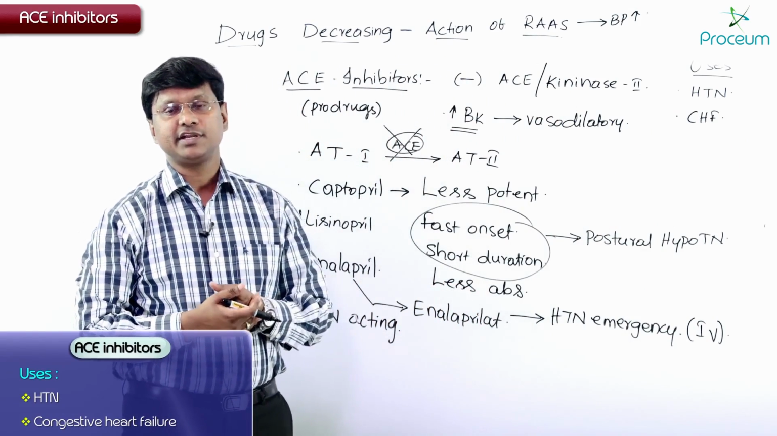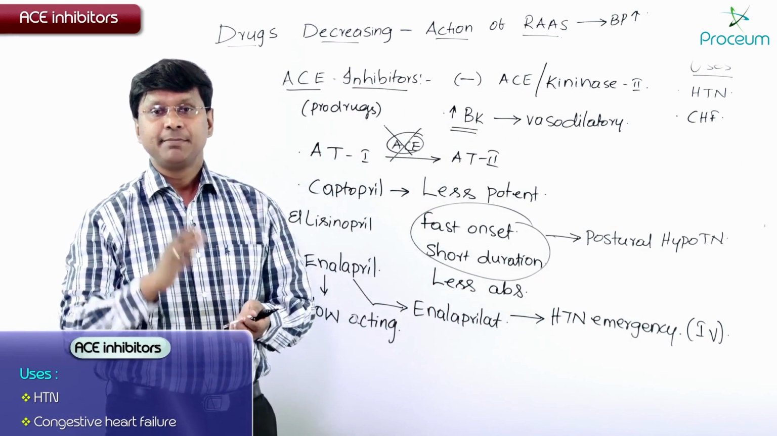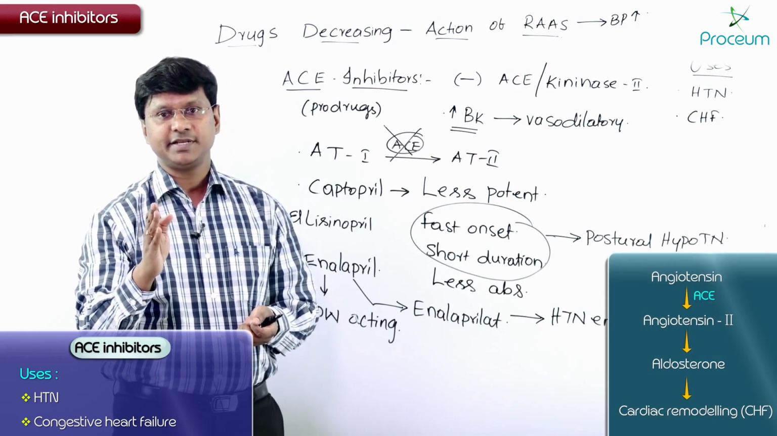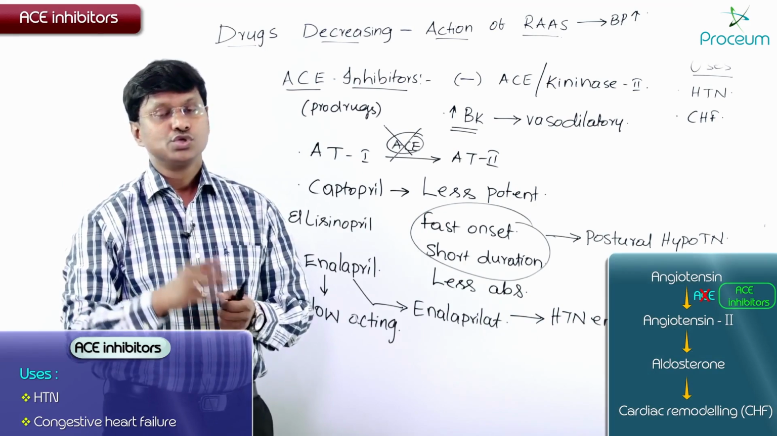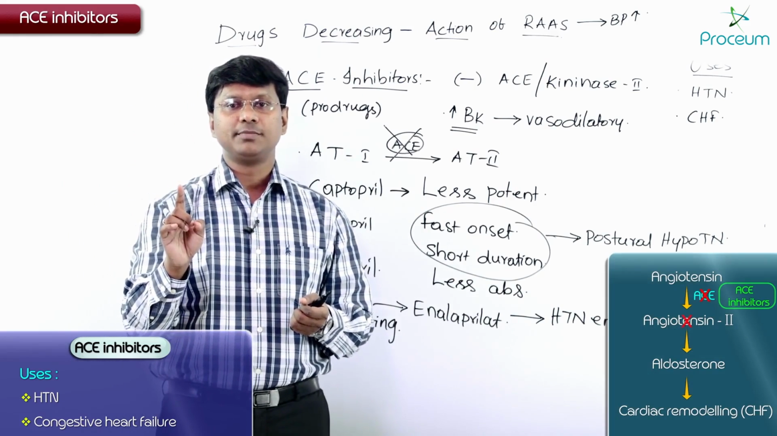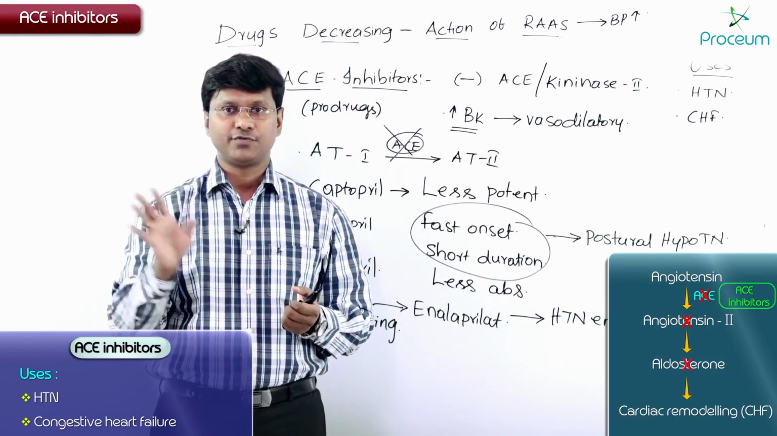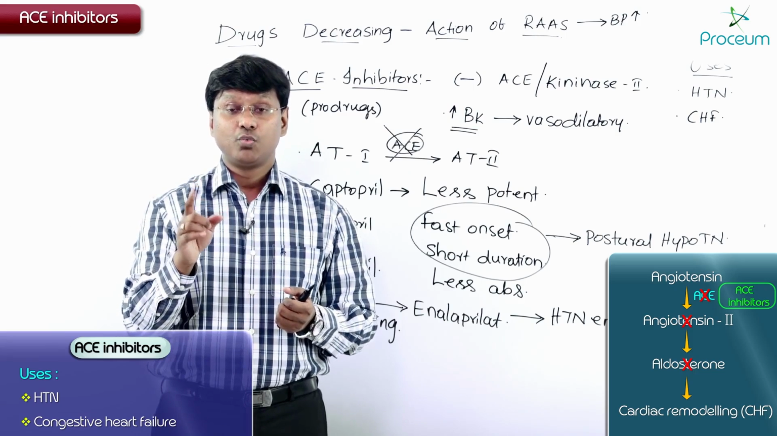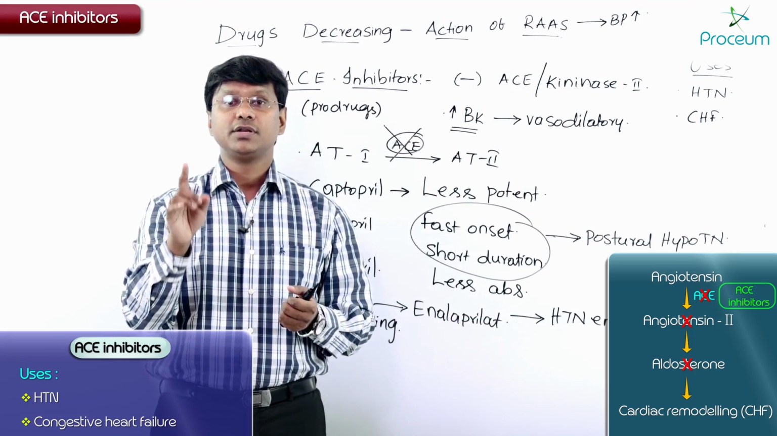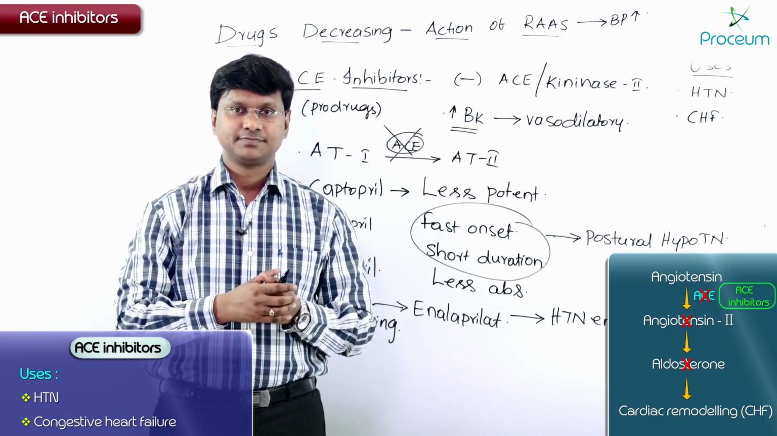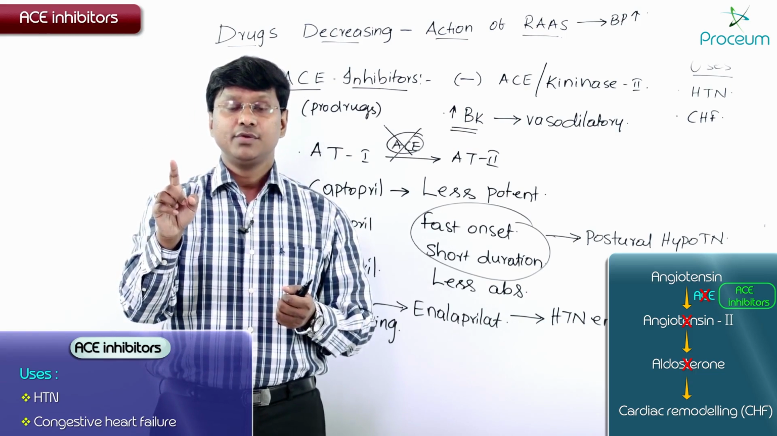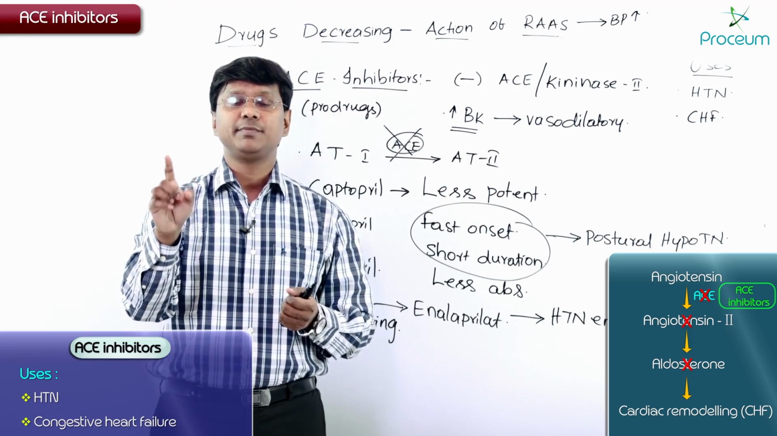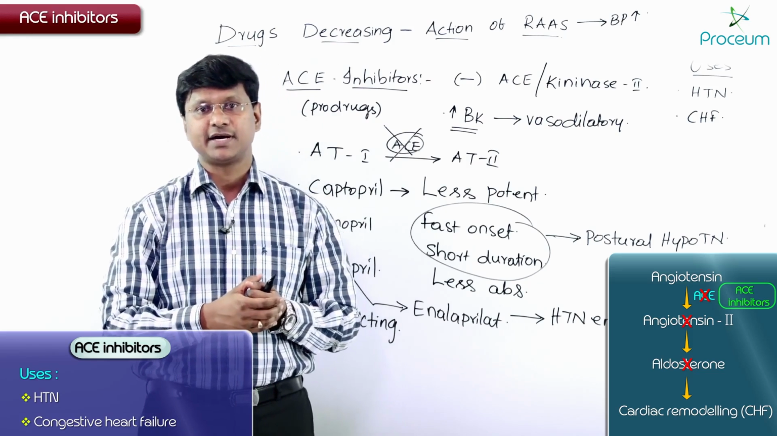Why are they used in the treatment of congestive heart failure? Because whenever you are using ACE inhibitors, angiotensin 1 is not converted to angiotensin 2. So if angiotensin 2 is not formed, then aldosterone is not formed. Now, what did we discuss? Aldosterone will cause cardiac remodeling. Because aldosterone will cause cardiac remodeling, we don't want aldosterone being produced in patients with congestive heart failure.